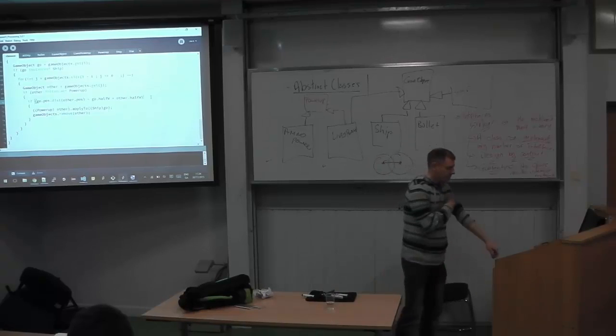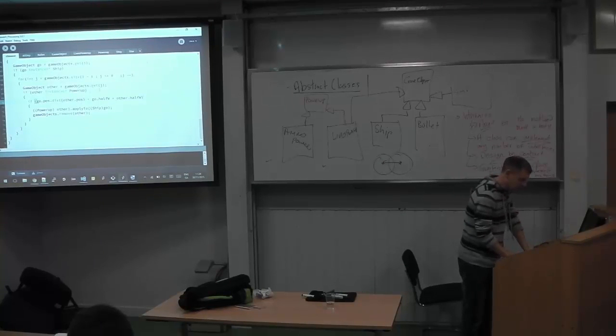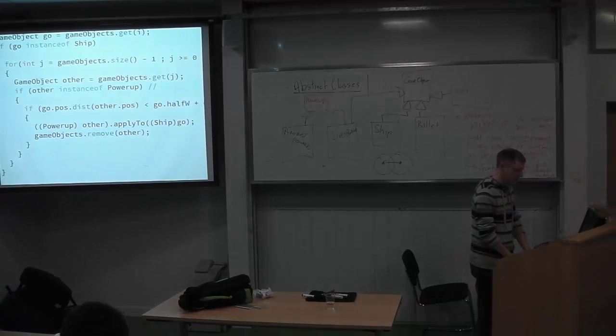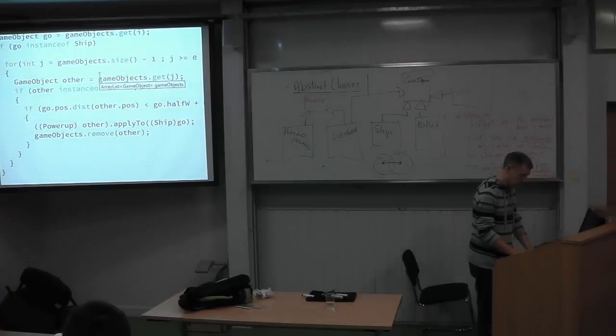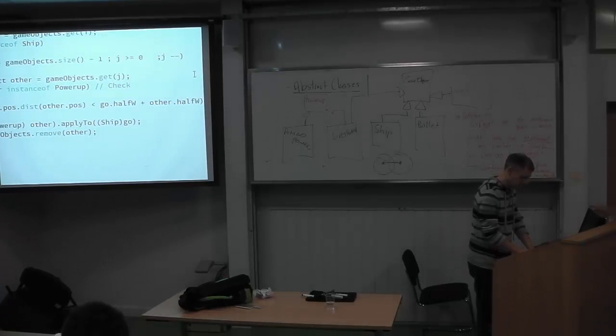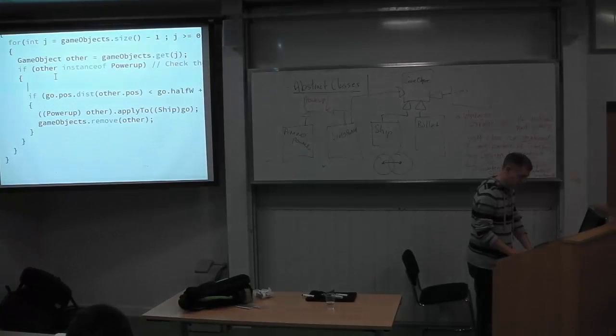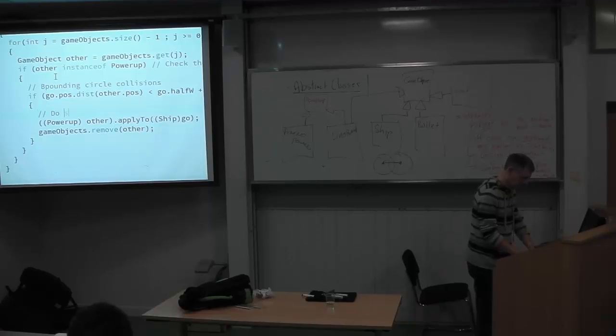Alright, so a couple of interesting things to note here. This is how you check to see if one object is a subclass, or if one object is another object. Or check the type of an object maybe. That's checking the type of an object. This is bounding circle collisions, and then we have to do some casting.